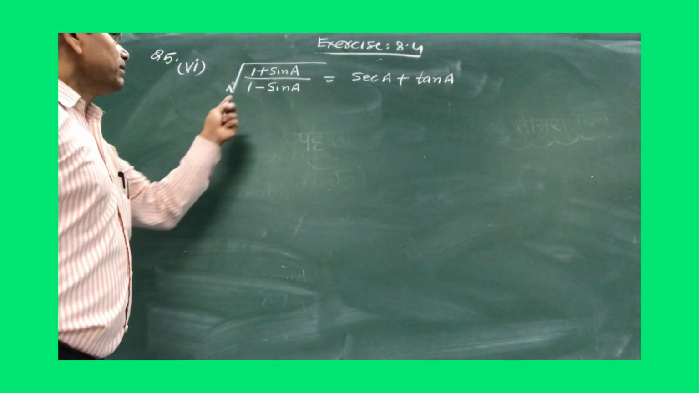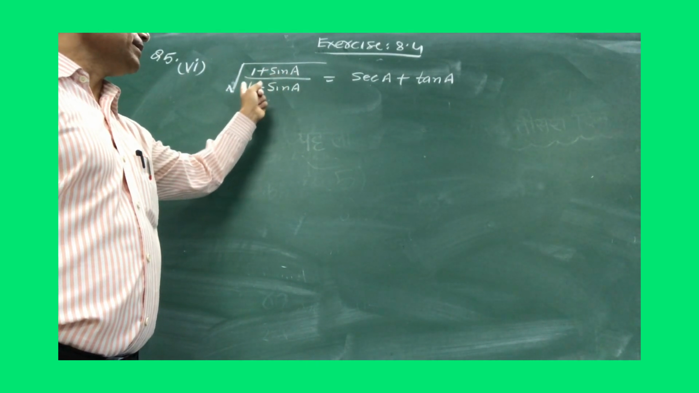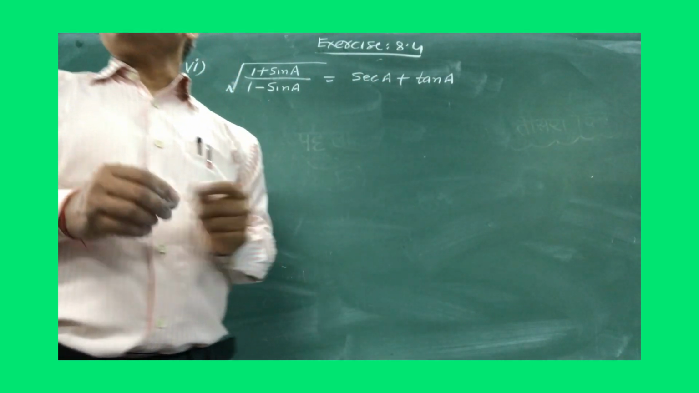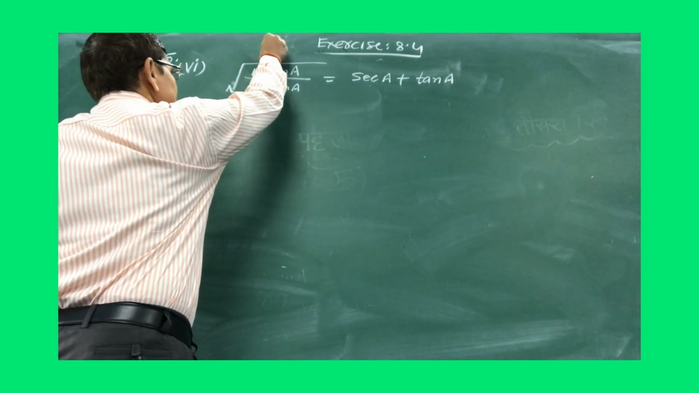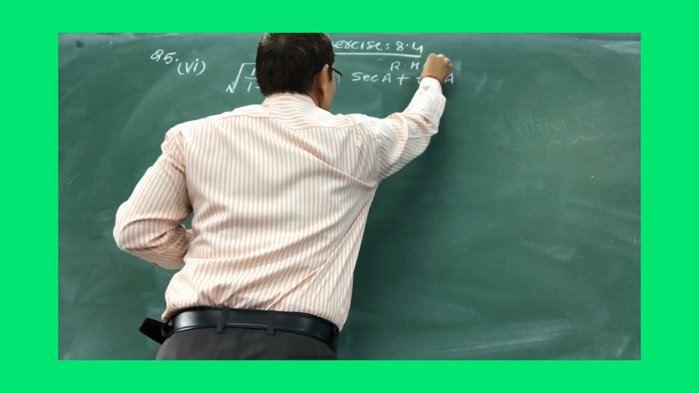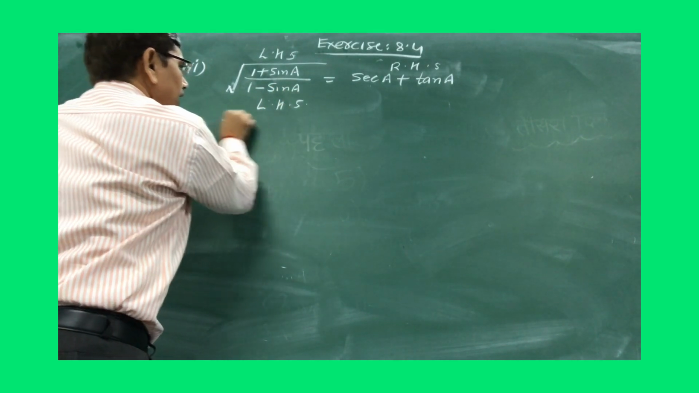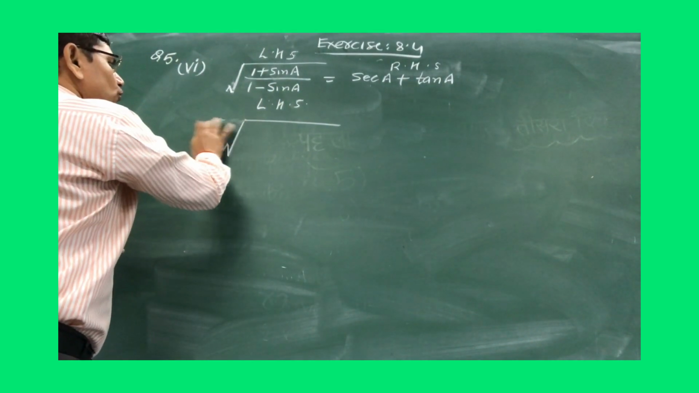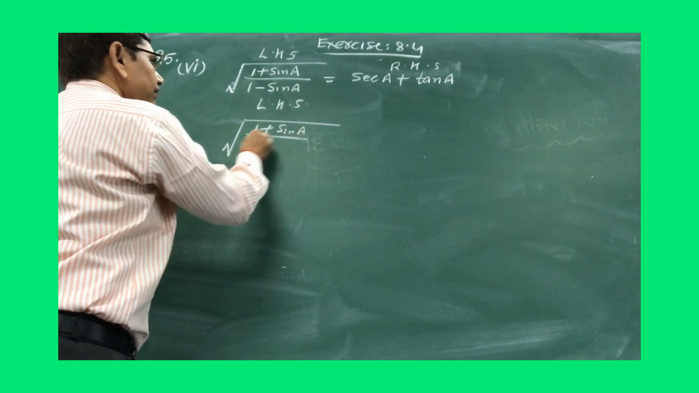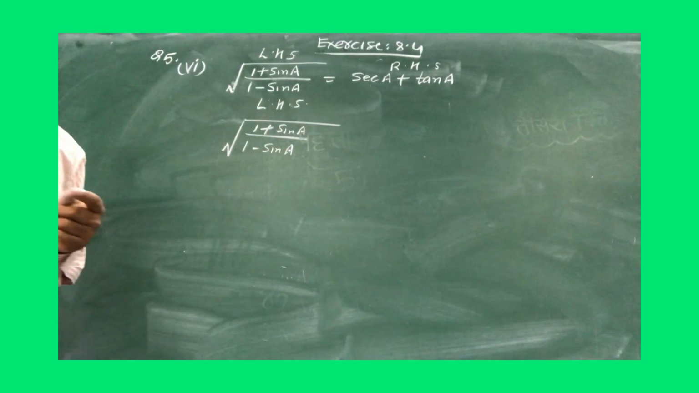This is part number 6 of question 5. Under root (1 plus sin A) divided by (1 minus sin A) equals sec A plus tan A. First of all, you will write this one is left hand side and this is the right hand side. Once again you will take the left hand side. Left hand side is under root, means root over (1 plus sin A) divided by (1 minus sin A).